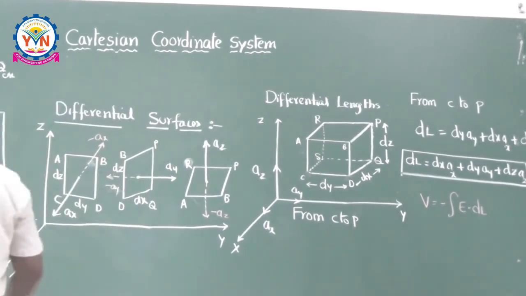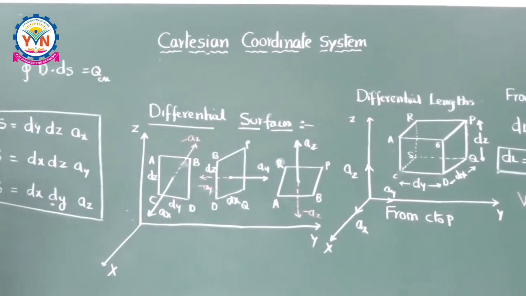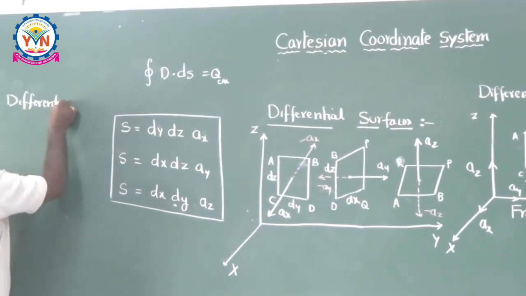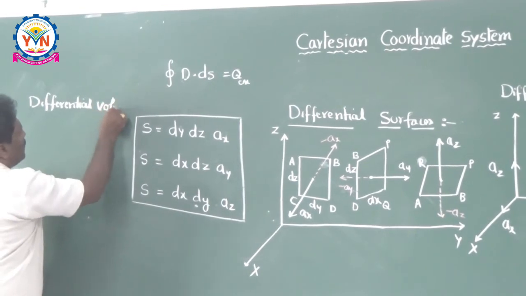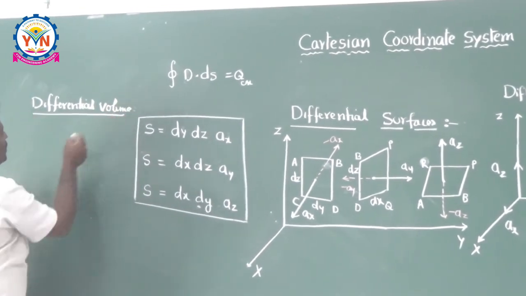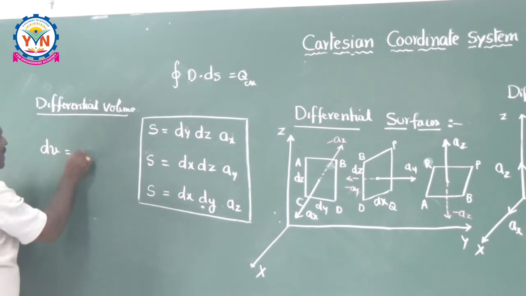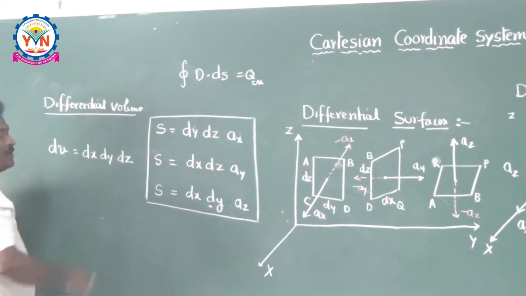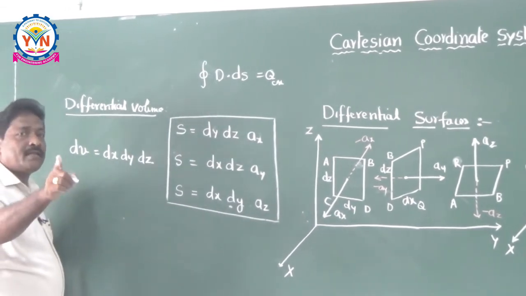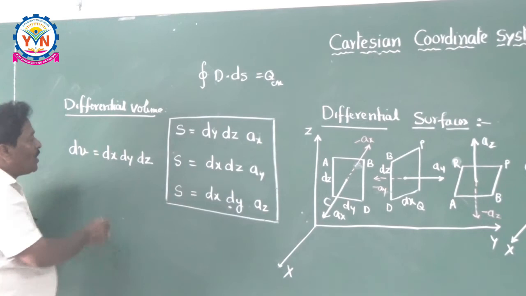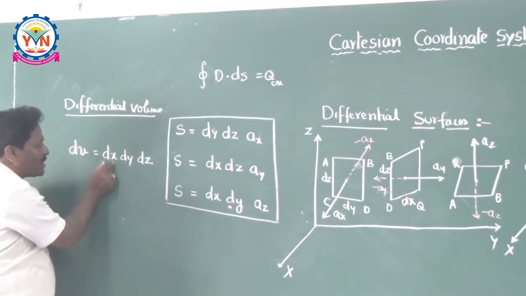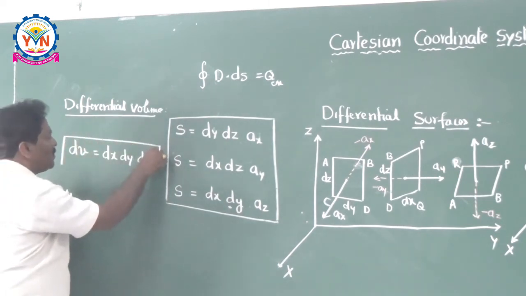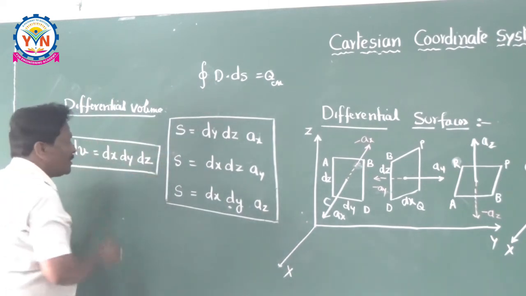So you can say here differential volume is equal to, that means dv is equal to the product of dx, dy and dz. Whenever you are doing problems in the Cartesian coordinate system, friends, you have to use this formula: dv is equal to dx into dy into dz. This is the most important formula.